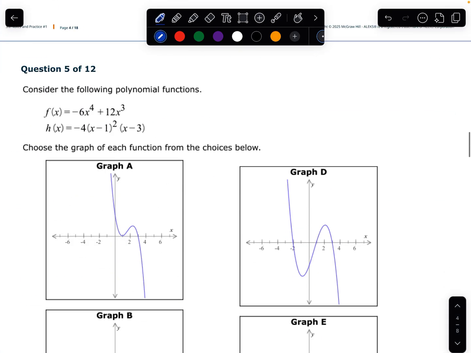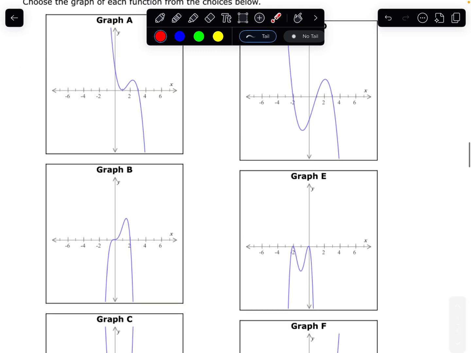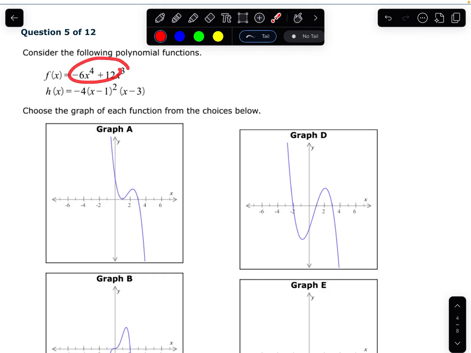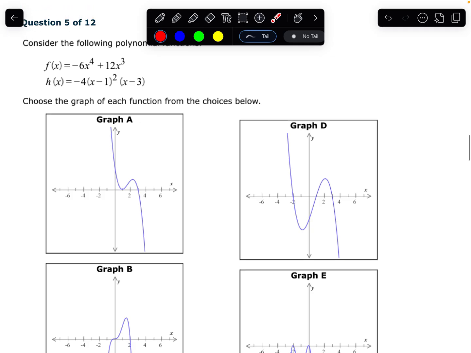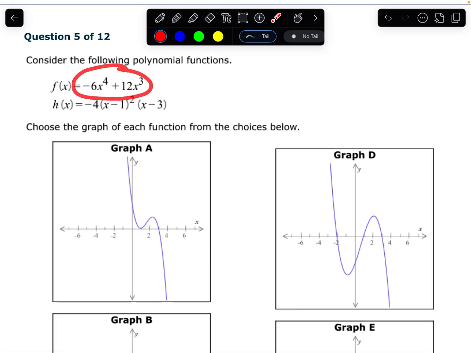Okay. For question 5, consider the following polynomials. So we have two polynomials, we've got f and we've got h. Choose the graph of each function from the choices below. So starting with f, we have 6 graphs right here, and this one belongs to one of these 6, and so does this one. So 4 of these graphs don't belong to f or h. And so when I'm checking out what this is right here, the first thing that's helpful is something that we learned at the beginning of chapter 3, which is the leading term.